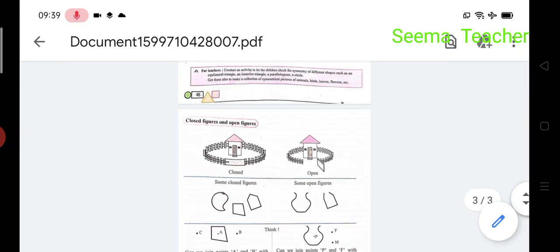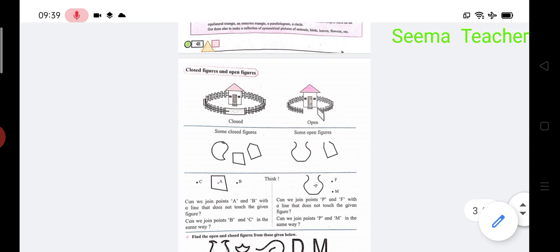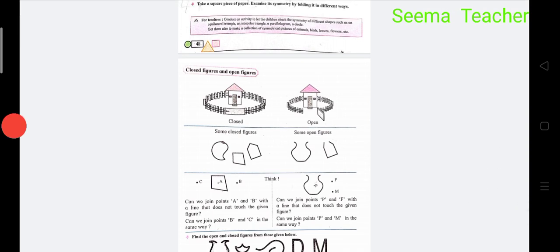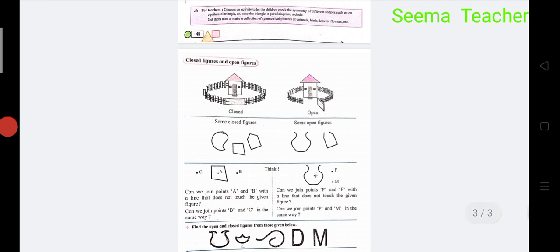Look here, closed figure and open figure. Here it is a house, and outside there is a compound with a gate, and that gate is closed. See, this is closed. Then here again there is a house in the middle and a compound, and that gate is open. So this is a picture of open.